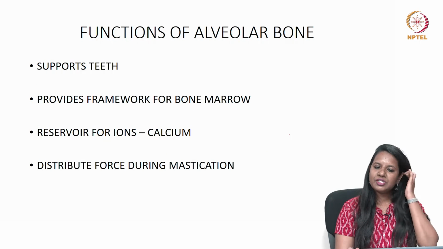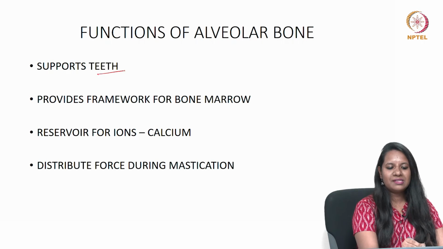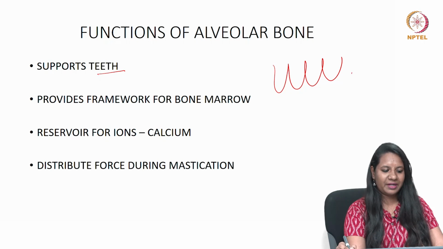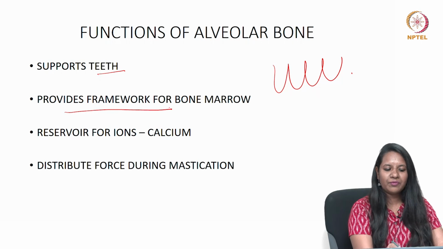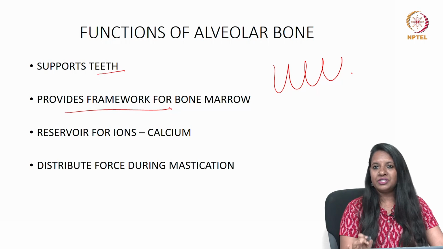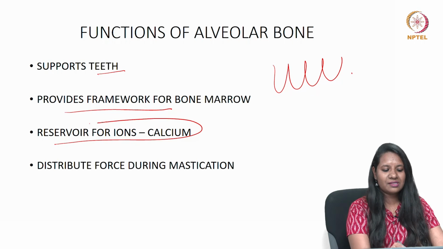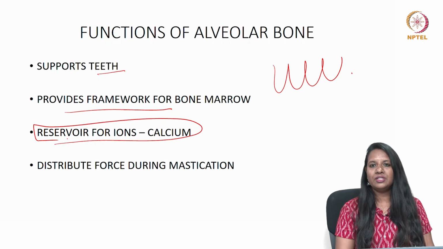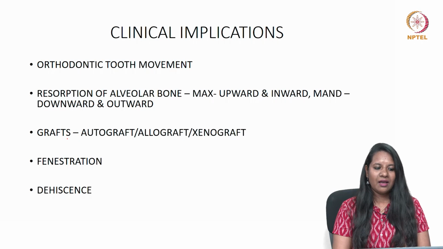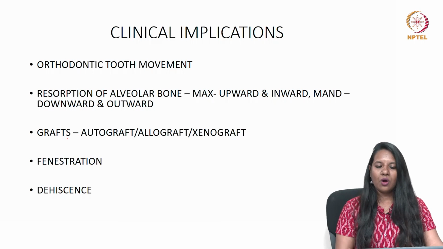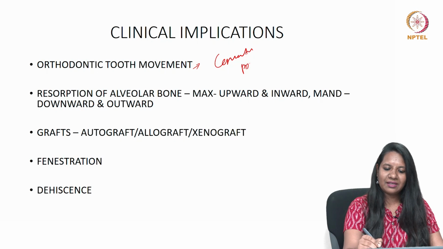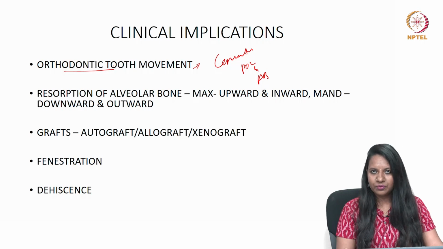Now moving to the functions of alveolar bone. It supports teeth, that is it makes the teeth lie in a socket which is provided, and it provides a framework for the bone marrow, especially it is the reservoir for ions, that is calcium, and it distributes the occlusal forces equally during mastication. And clinical implications: orthodontic tooth movement, again and again the cementum, PDL and the alveolar bone play an important role in the orthodontic tooth movement.